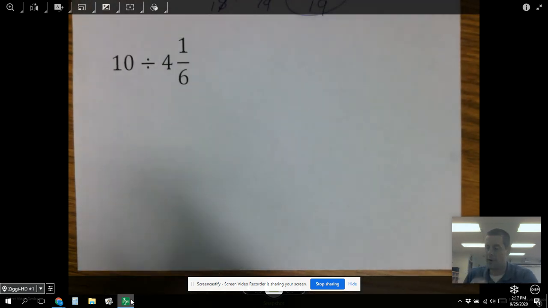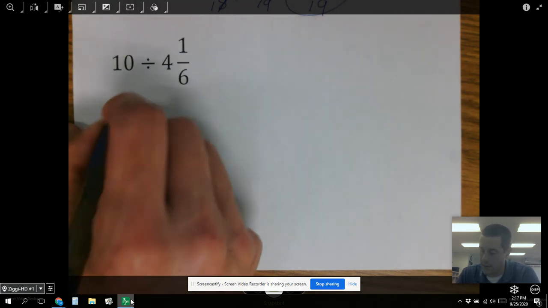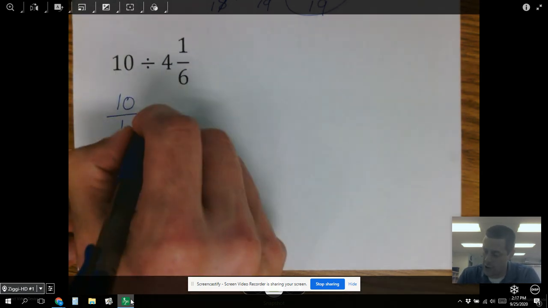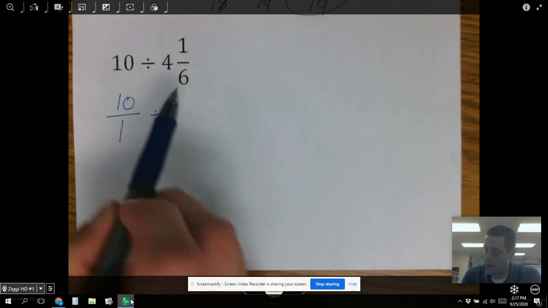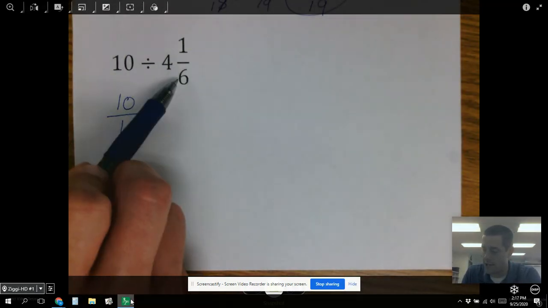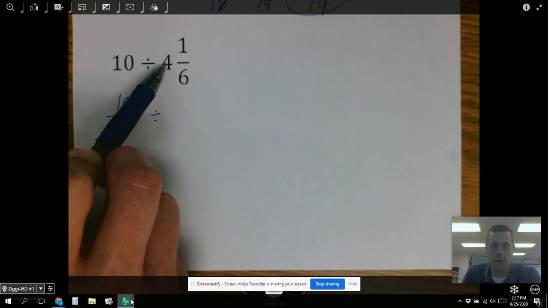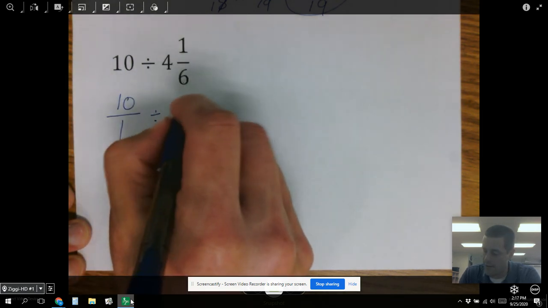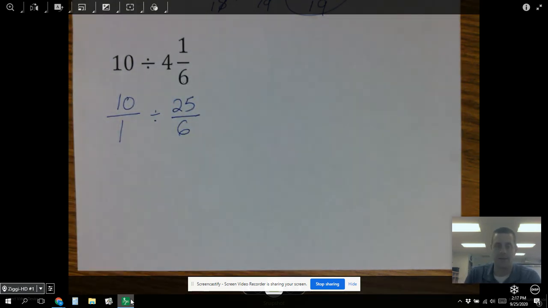Let's take a look at our second problem. 10 divided by 4 1/6. Let's get these in fraction form. The whole number 10 will go over 1. Drop my division sign. And now 4 1/6, convert to an improper fraction. 6 times 4 is 24, plus 1 more is 25 over 6.